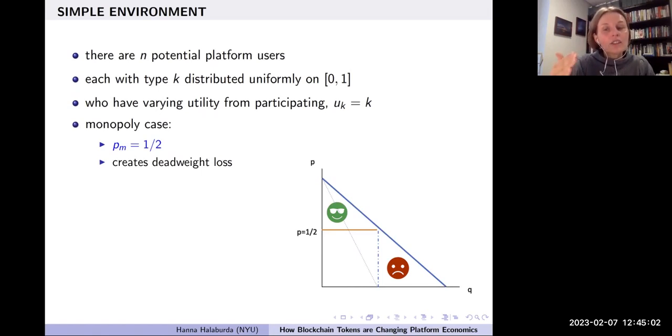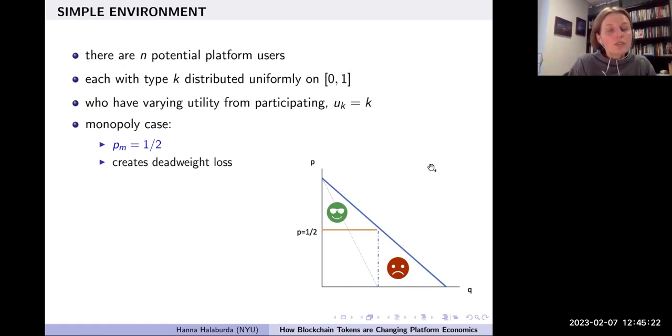And then in such a market, a monopolist that comes and sets the price will set the price to 1/2, serving 1/2 of the market, which is going to maximize the profit. And it is going to create a deadweight loss because half of the users will not be served and some value will be lost.